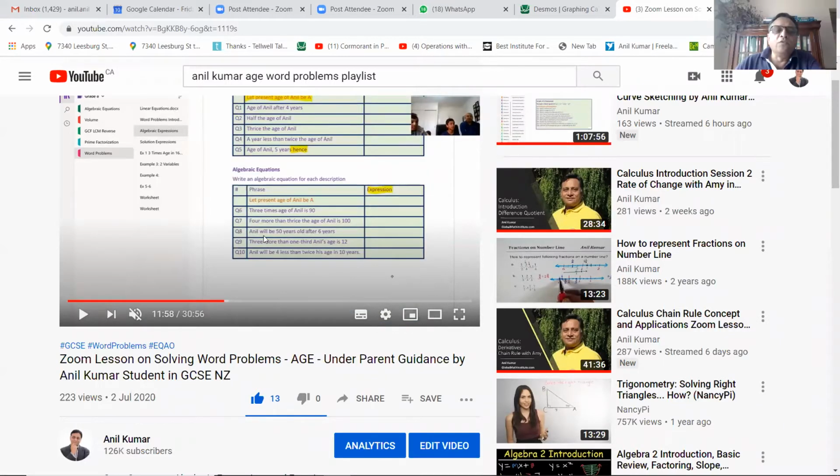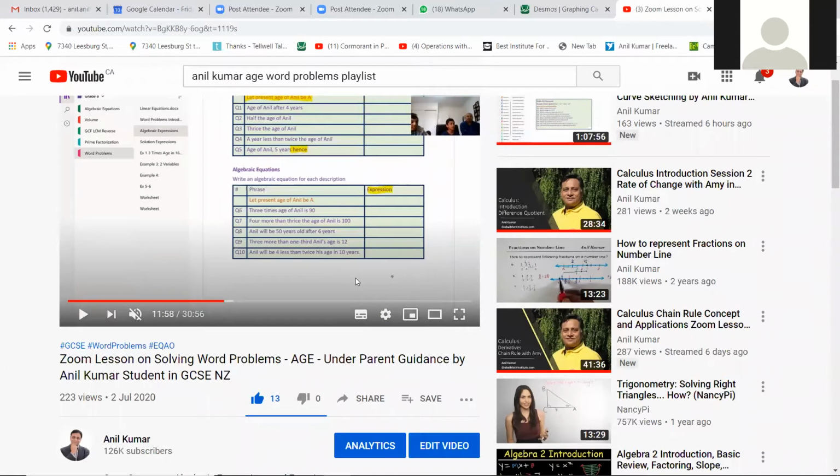Question number seven. 4 more than thrice the age of Anil is 100. 100 is equal to 3a plus 4. Correct. Question eight. Anil will be 50 years old after 6 years. 50 equals a plus 6.